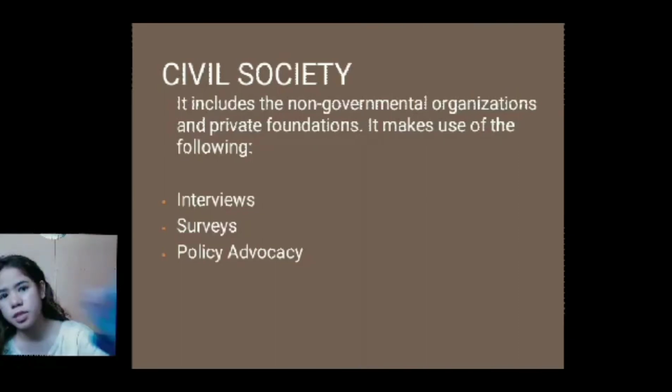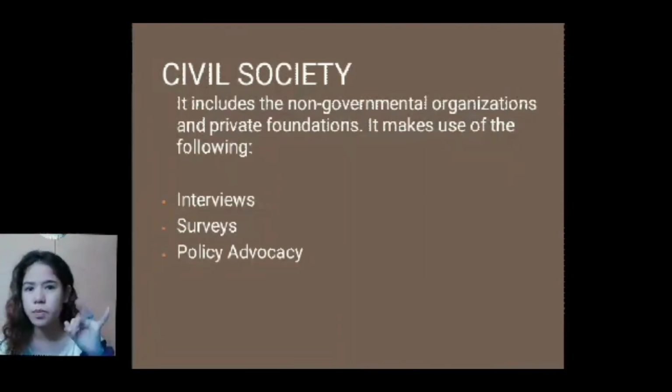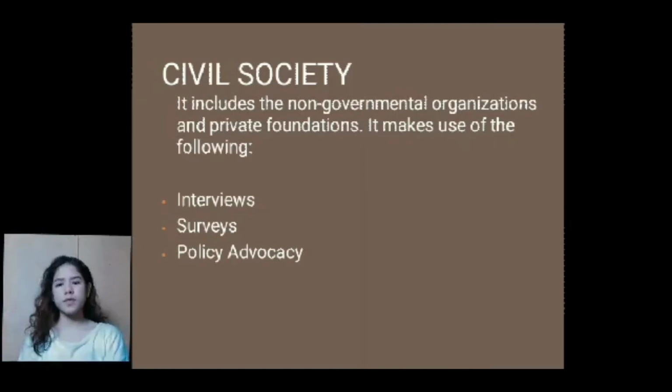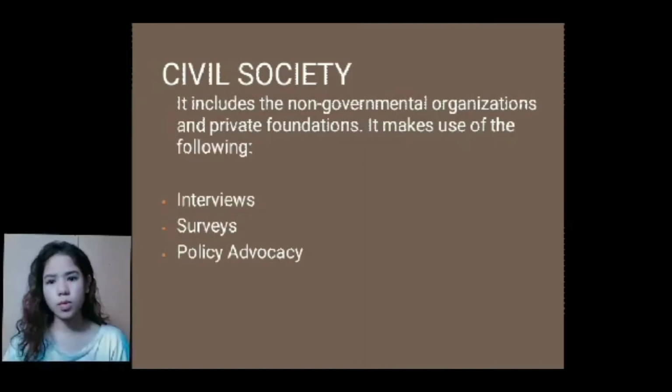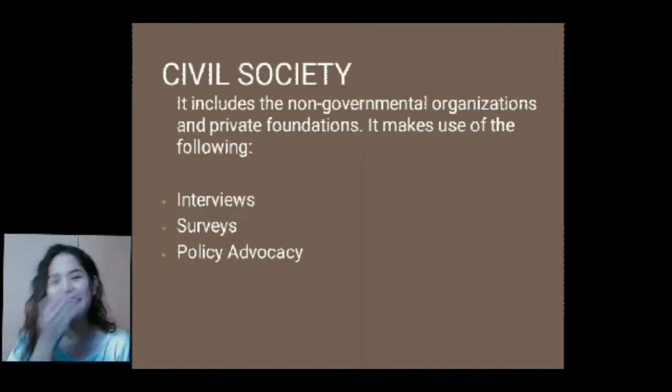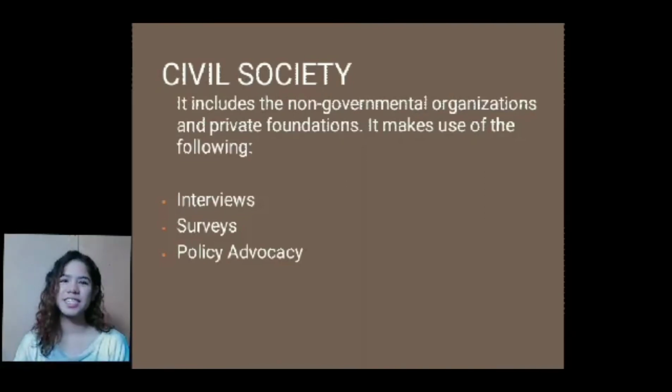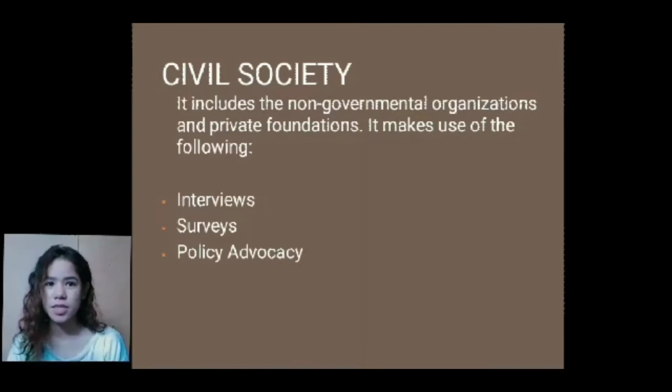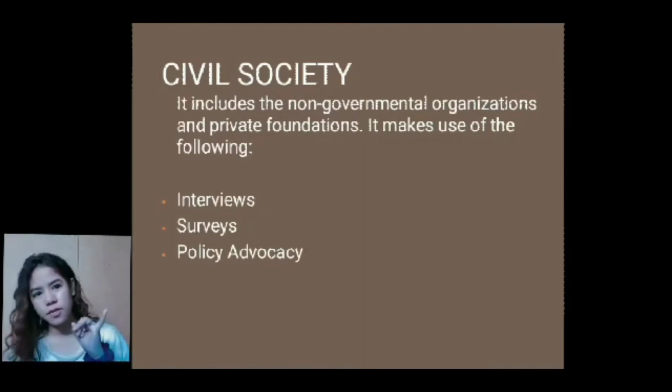It includes development NGOs, community groups, women's organizations, faith-based organizations, professional associations, etc. So yung civil society, sila yung mga tumutulong para mas mapa-better yung sitwasyon sa isang society or sa mga members ng society. It includes non-governmental organizations and private foundations. It makes use of the following: interviews, surveys, and policy advocacy.